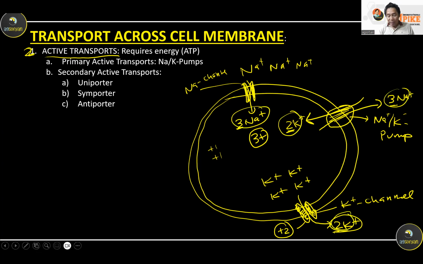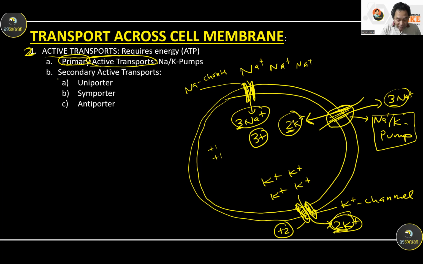Therefore, this pump over here, the sodium potassium pump, is the pump that is really needed by our cell. Therefore, it is called the primary active transport. We have to always do this pumping, otherwise the cell will have problems and die. So this is the primary active transport.